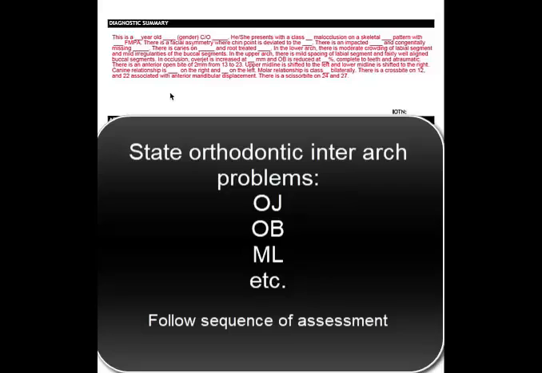The upper midline is shifted to the left and the lower midline is shifted to the right. Okay, if the midlines are coincident, then please state the upper and lower midlines are coincident. Canine relationship is Class 2, quarter unit on the right, and Class 1 on the left. Molar relationship is Class 2 full unit bilaterally. There is a crossbite on 1-2 and 2-2 associated with anterior mandibular displacement. There is a scissors bite on 2-4 and 2-7.